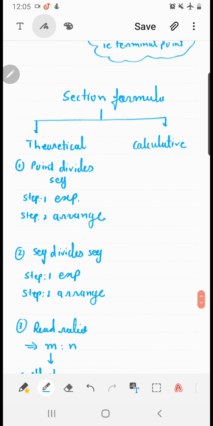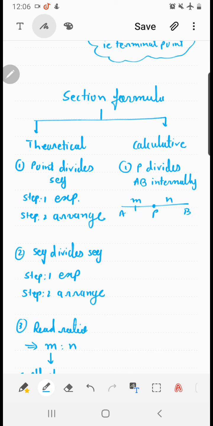Then we go for the calculative concept, which was very simple. P divides AB internally. So in my mind there's a diagram. Who divides? P divides. Whom? AB. In what ratio? M is to n. M goes to B, n goes to A.